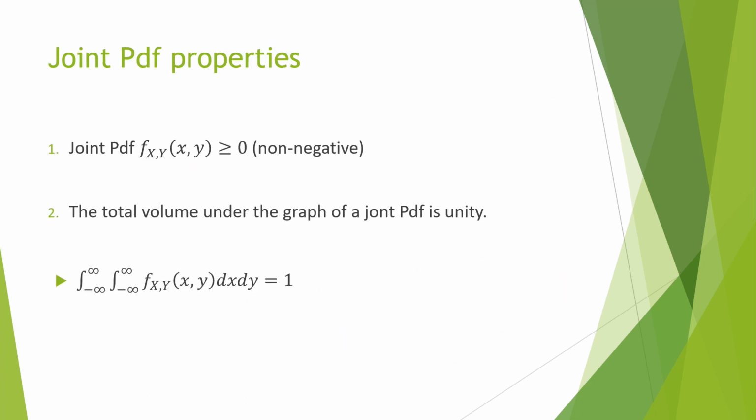Now we see the properties of joint PDF. The joint PDF is always greater than or equal to 0, that is non-negative, as it is dealing with probability. And second, the total value under the curve of joint PDF is unity, that is, this integral under joint PDF is equal to 1.